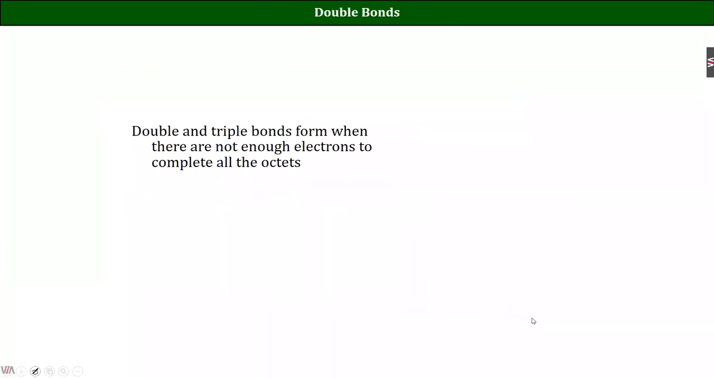And double and sometimes triple bonds are what form when you don't have enough electrons to fill all the octets, to fill all the valences the normal way. So CO2 is another good example. So practice drawing the Lewis dot structure for carbon dioxide. I'll give you a couple seconds head start, and then I'll start working through it.